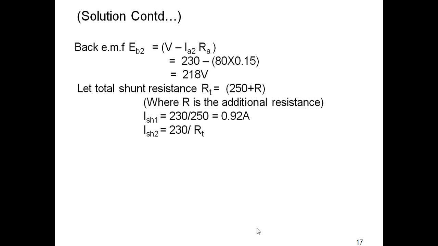After insertion of this additional resistance, the value of ISH2 is equal to 230 by RT.